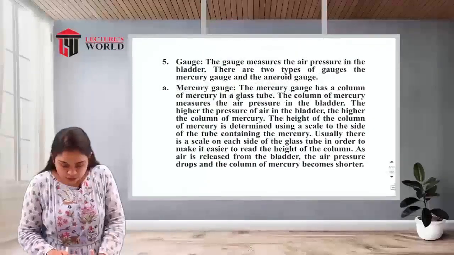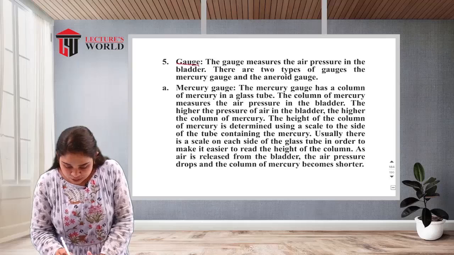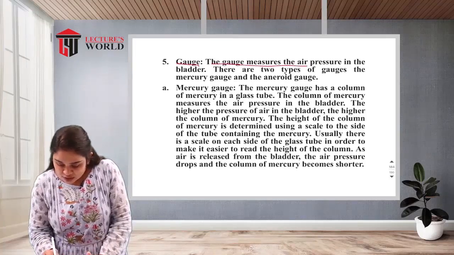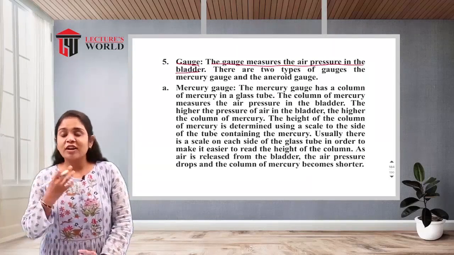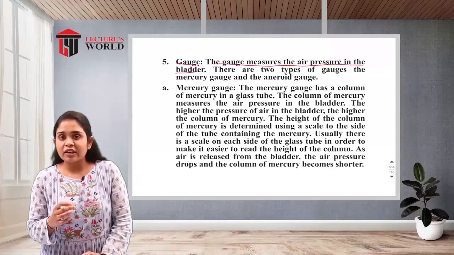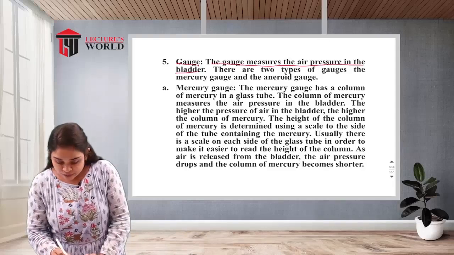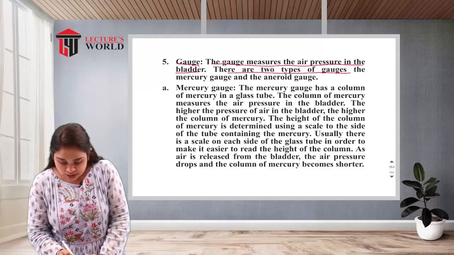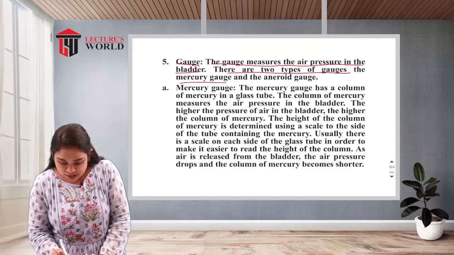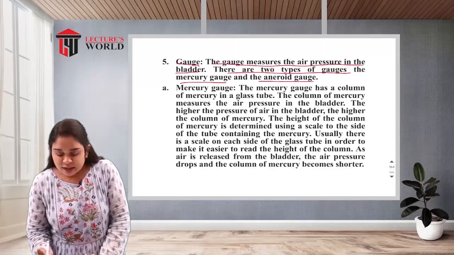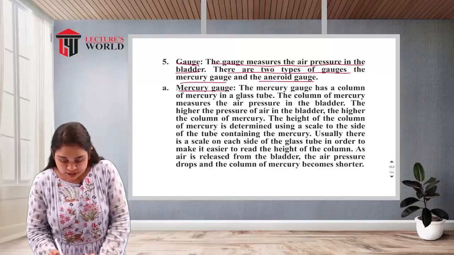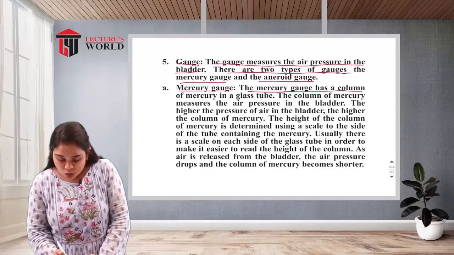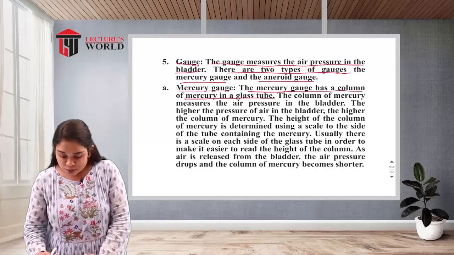Now we'll talk about the gauge. The gauge measures the air pressure in the bladder. It measures how much air has been inflated inside the BP cuff. There are two types of gauge: the mercury gauge and the aneroid gauge. First we'll talk about the mercury gauge. The mercury gauge has a column of mercury in a glass tube. That is what we have seen here.